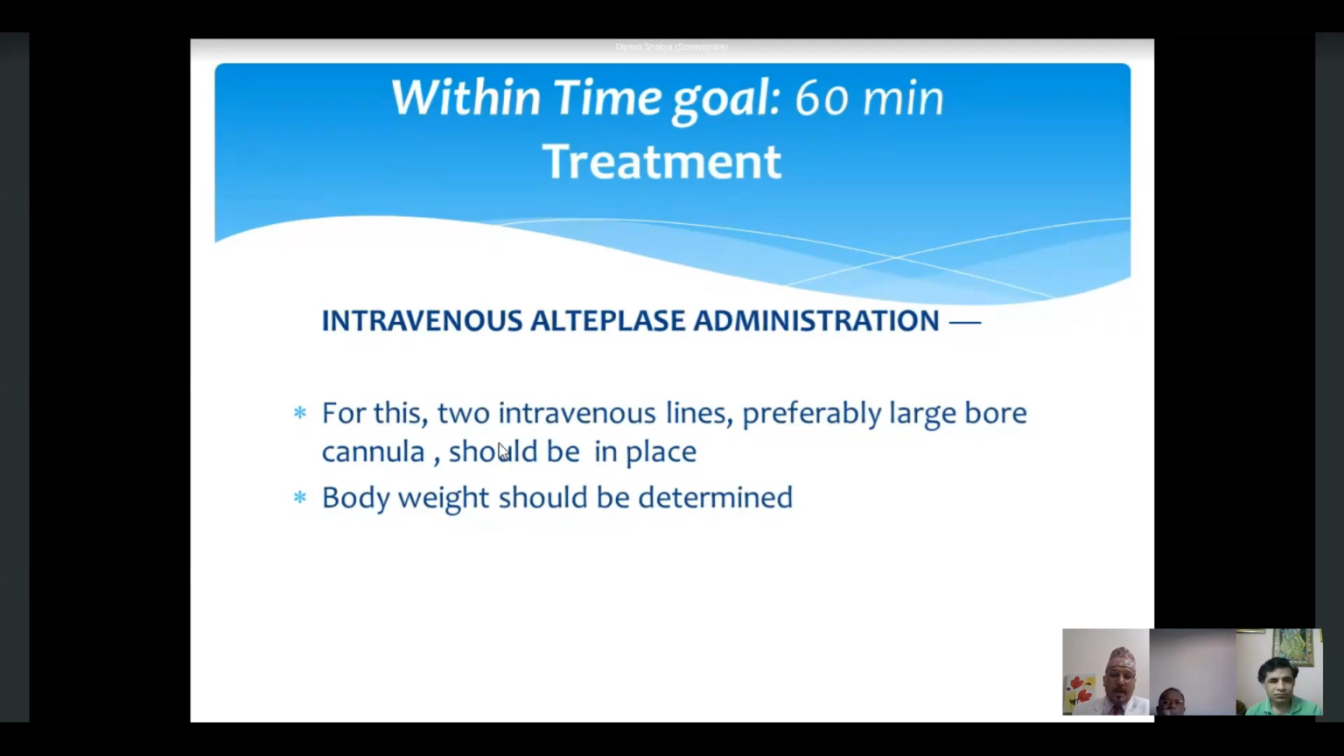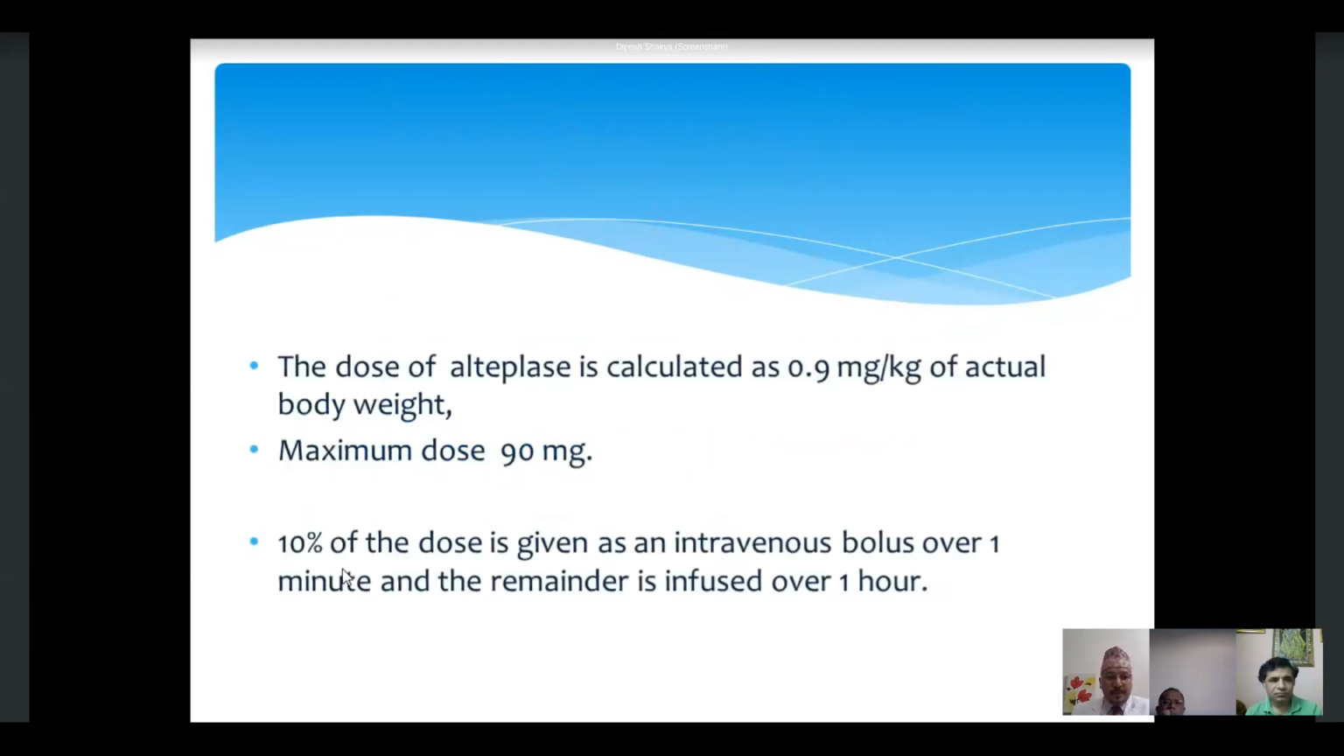For this, two wide-bore cannulas have to be placed, preferably in the brachial vein. Body weight should be determined. The dose of tPA is calculated at 0.9 mg per kg of body weight. It should not be given more than 90 mg. 10% of the dose is given as an intravenous bolus over 1 minute, and the remainder is infused over 1 hour. So this is the protocol.